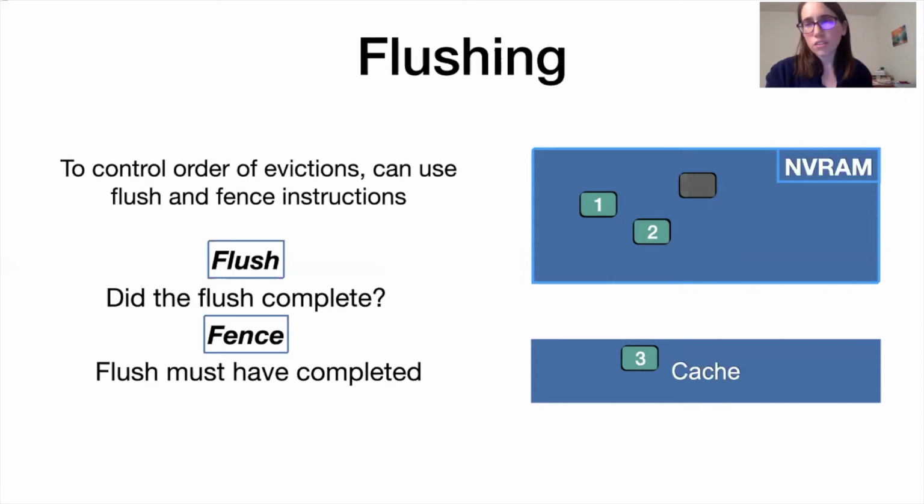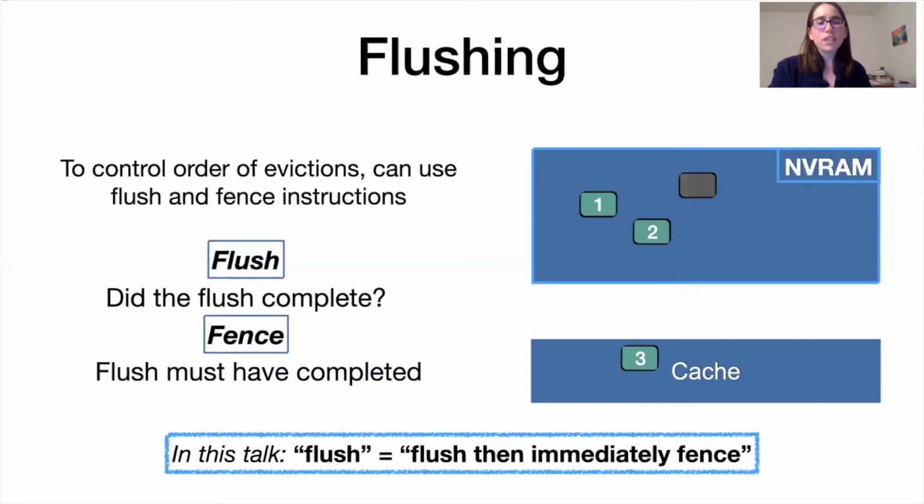However, these instructions are very heavy because they suffer the latency of actually accessing memory instead of cache. So we want to limit their use. Now, I just want to mention that for the rest of this talk, I'll be using just the word flush, and I'll always mean that I want to flush and wait for it to actually reach memory. So you can think of it as I want to execute a flush and immediately a fence.